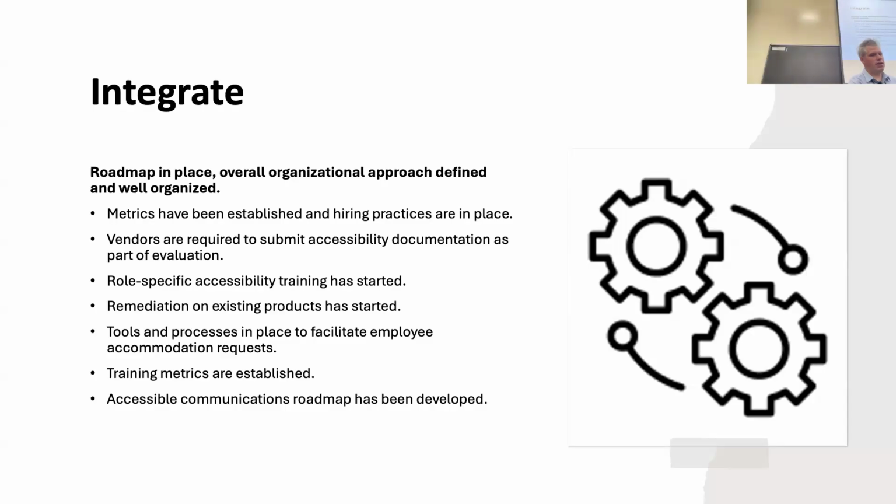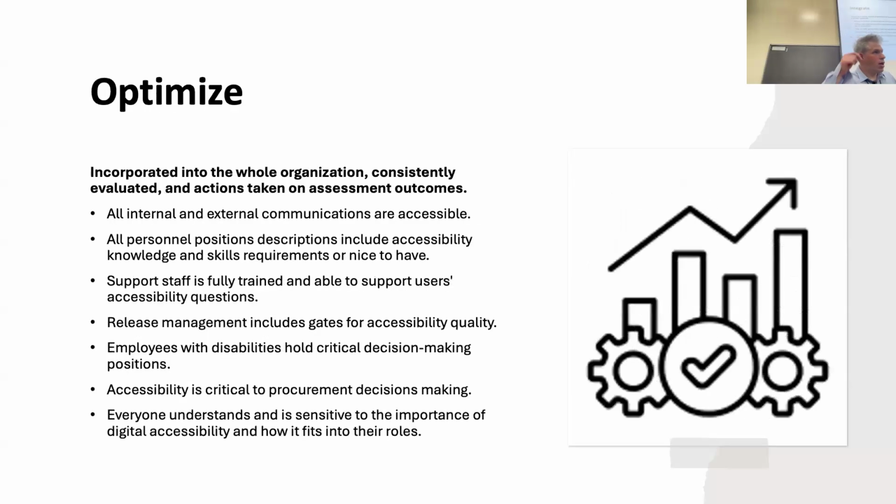Your tools and processes are in place to accommodate accommodation requests from your employees. And your training metrics might be established, but maybe you're not completely collecting them. Accessibility communications might have a roadmap, but it's not in use every time, or it's not complete.